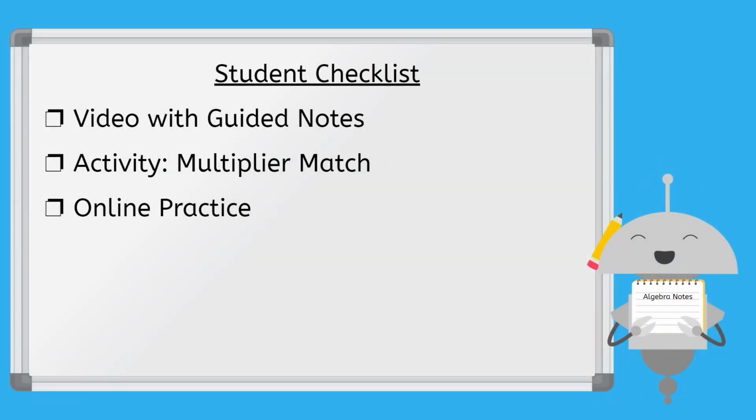Once your guided notes are complete, you can move on to the multiplier match activity, where you can work a little more on identifying the best way to get a system set up for elimination. Then you'll be ready to succeed in your final task of the lesson, the online practice. Good luck, and I'll see you next time to eliminate some of the last mysteries about the elimination method.